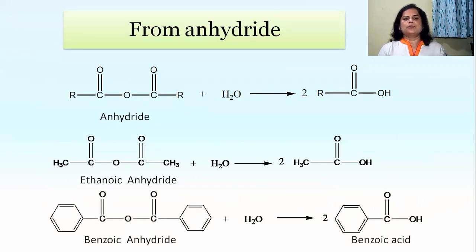One more example for the preparation of acids, an aromatic acid, which is benzoic acid. What we require is benzoic anhydride and H2O. In all these reactions, it is a very simple process, the hydrolysis process, so conversion of these anhydrides into acid takes place.